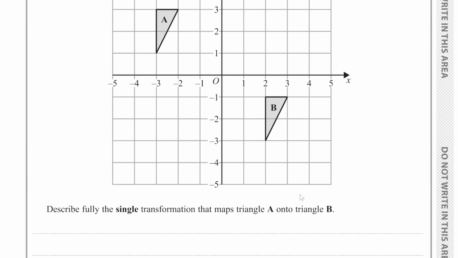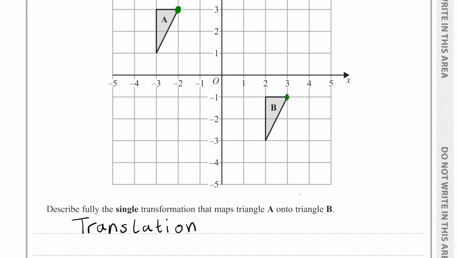Question 19. Describe fully the single transformation that maps triangle A onto triangle B. So exactly the same shape has been moved. The word for that we have to use is a translation. It's been translated. It's just been moved. The exact same shape. There's no rotation, no enlargement, no reflection. It's just been moved. How far has it been moved? So let's pick a point. I'm going to pick this corner here.